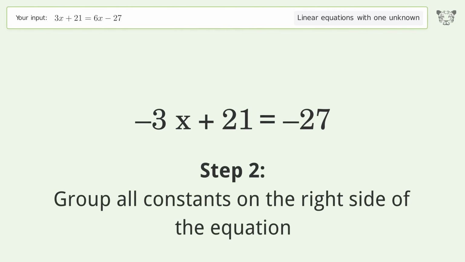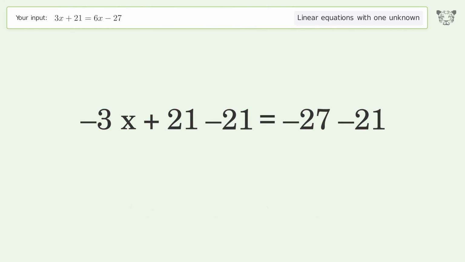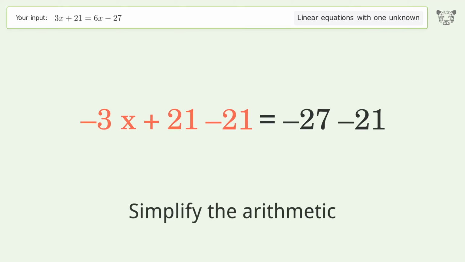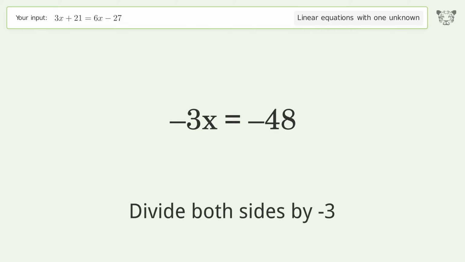Group all constants on the right side of the equation. Subtract 21 from both sides. Simplify the arithmetic. Isolate the x. Divide both sides by -3.